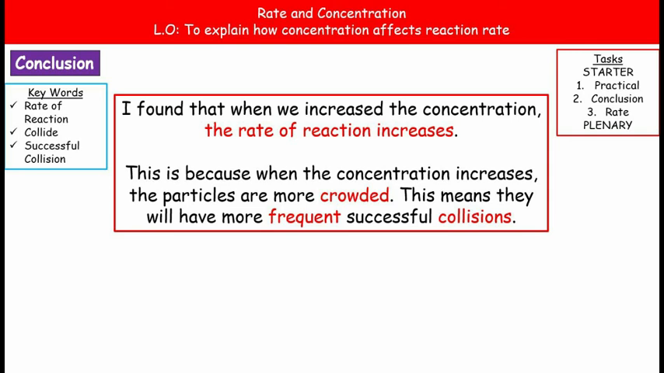Now, hopefully you've noticed that this phrase is back again. We saw it in our temperature. More frequent, successful collisions. This is kind of your go-to phrase, if you like, when we're talking about any rates of reaction explanation. So when they ask you to explain why increasing the temperature, increasing the concentration, whatever it is, increases the rate of reaction, more frequent, successful collisions. Those are the 4 key words to make sure you've got. So just leave that up there for about another 10 seconds, just in case you need to fill out any more words.